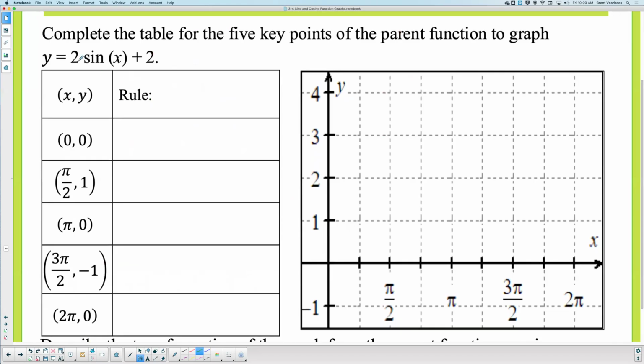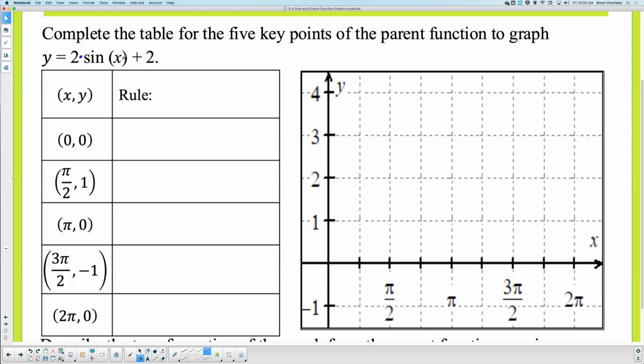I don't want to take too much time, but how about this? Just walk me through the rule here. What does this 2 do? Does it change the x's or the y's? I just want to make sure everybody understands. Is this changing x's or y's? This would change y's. Why? How come? Outside. Good. What about this +2? It actually changes the y's as well because it's not inside the parentheses.